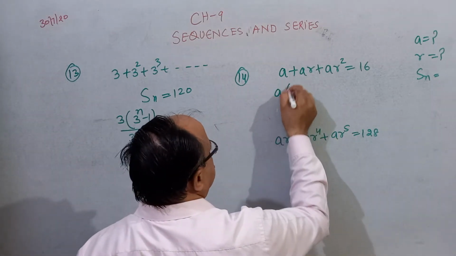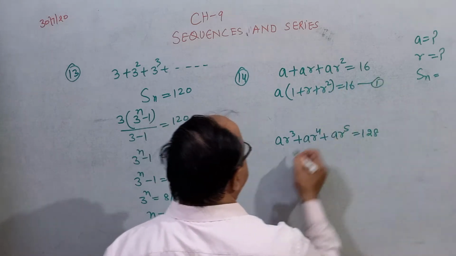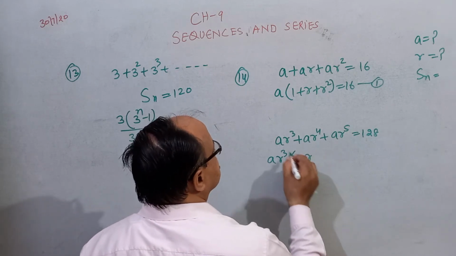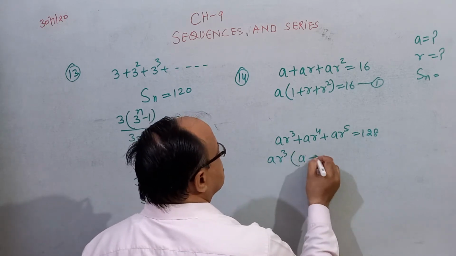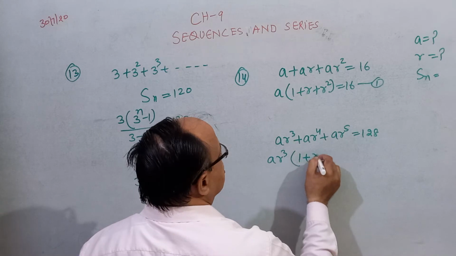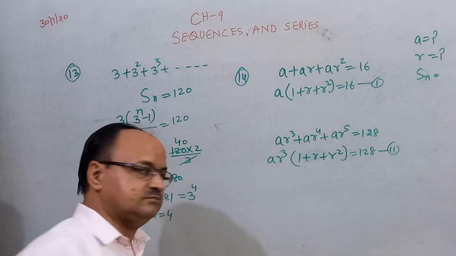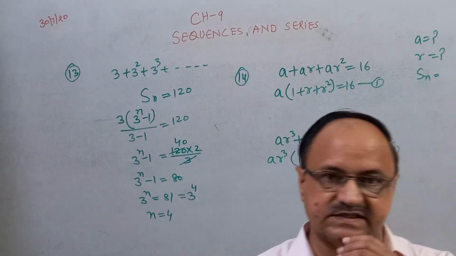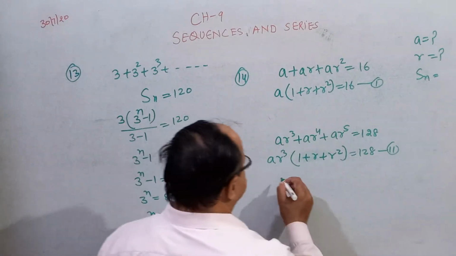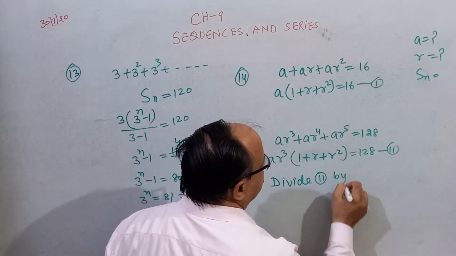Yes, you can take common A, A into 1 plus R plus R square is 16, equation number 1. From here you can take common AR cube. When you take common AR cube, that is A R cube into 1 plus R plus R square is 128. This is second equation. Clear? Now divide second by first.